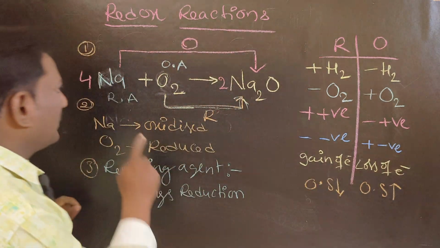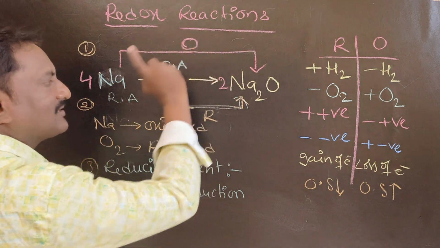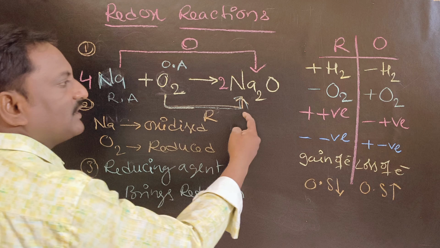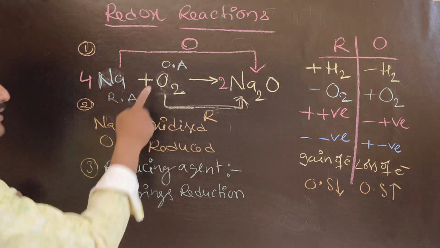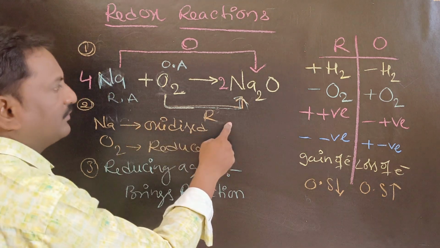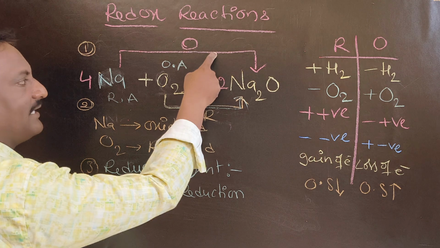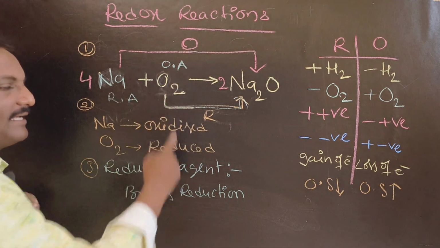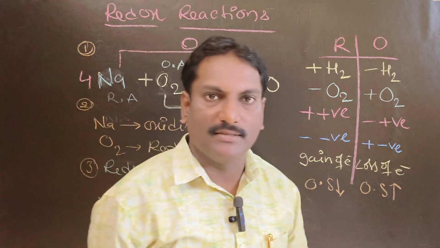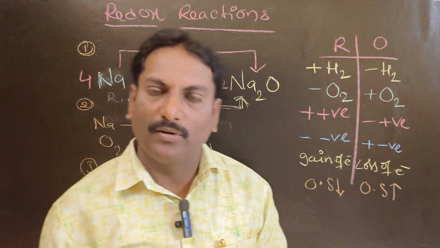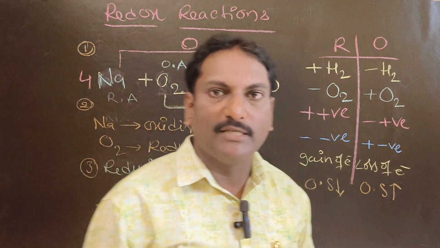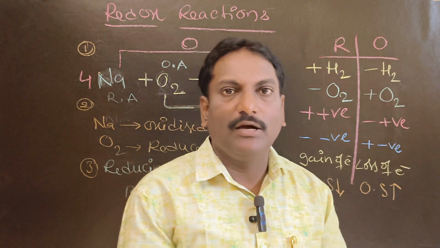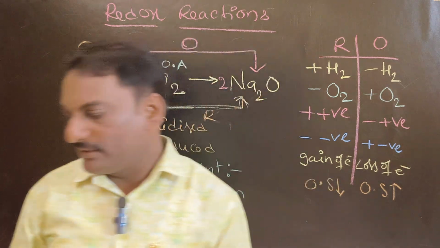In this one, the conversion of sodium to sodium oxide is oxidation. The conversion of oxygen to sodium oxide is reduction. Here oxygen getting reduced, sodium getting oxidized, and sodium acting as reducing agent, oxygen acting as oxidizing agent. Okay, right. Now let us take one more example to understand concepts in detail. Let us take.